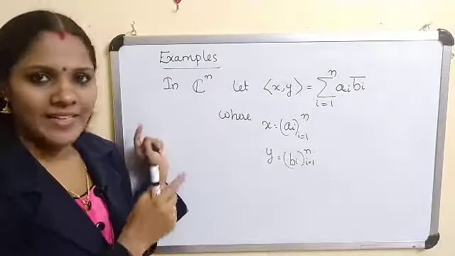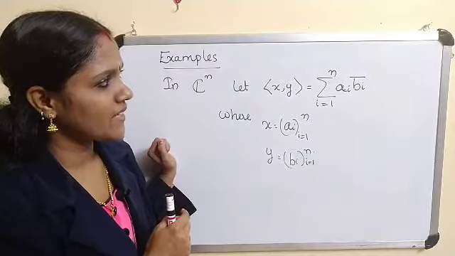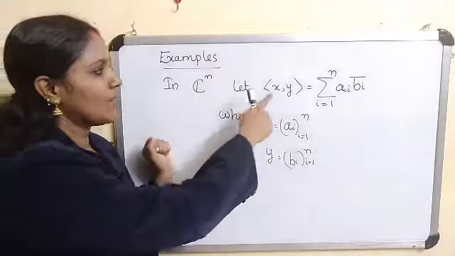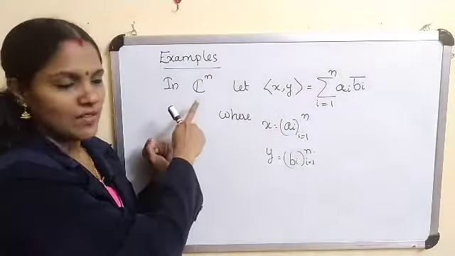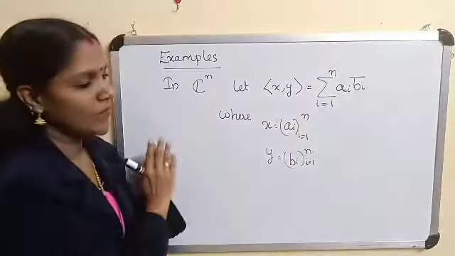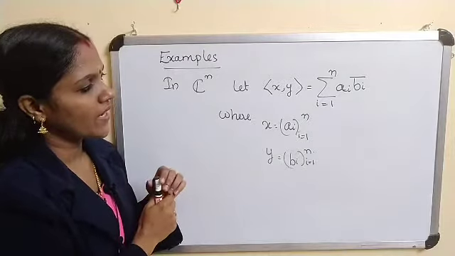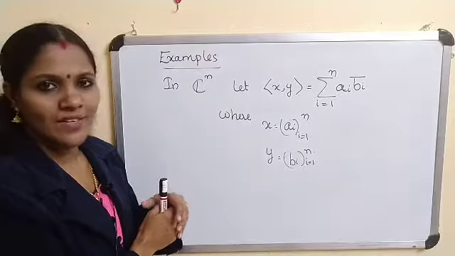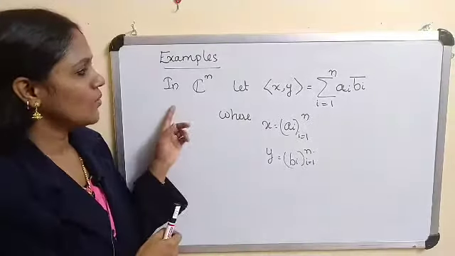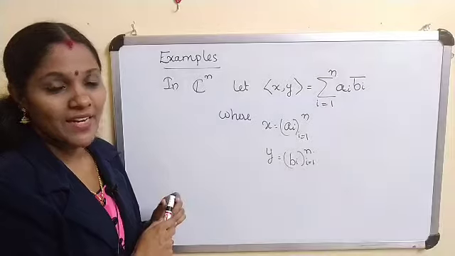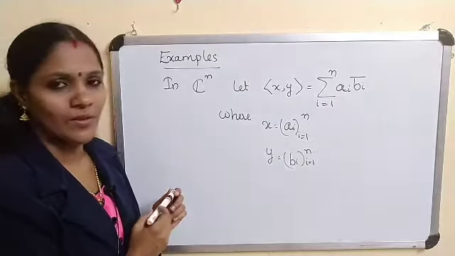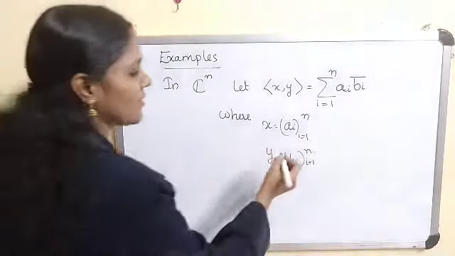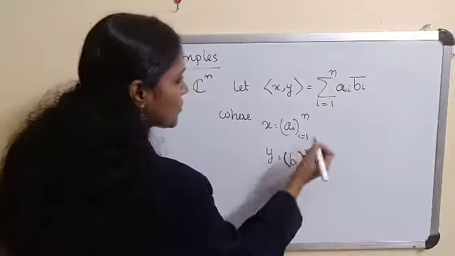In C^n, let (x, y) equal the sum from i equal to 1 to n of a_i times b_i conjugate. As the elements belong to C^n, that is, complex numbers, the conjugate is defined, where x is equal to a_i, i equal to 1 to n, and y is equal to b_i, i equal to 1 to n. You have to prove this is an inner product on C^n. I am giving this as homework to you.